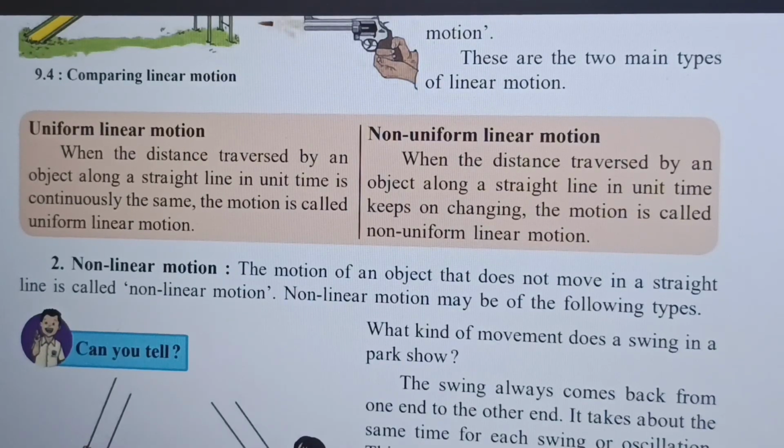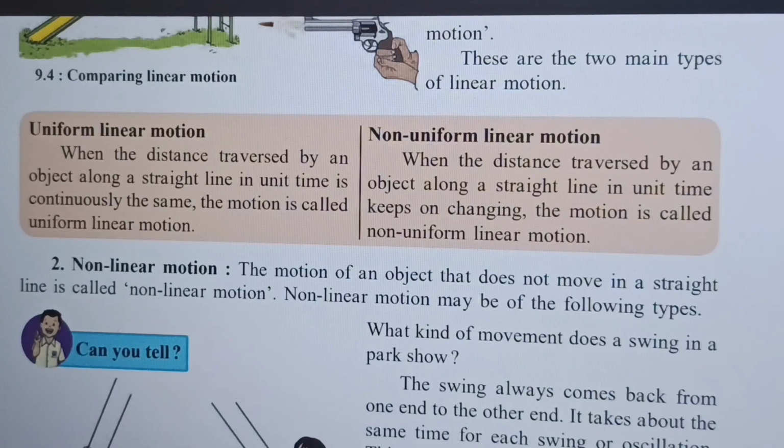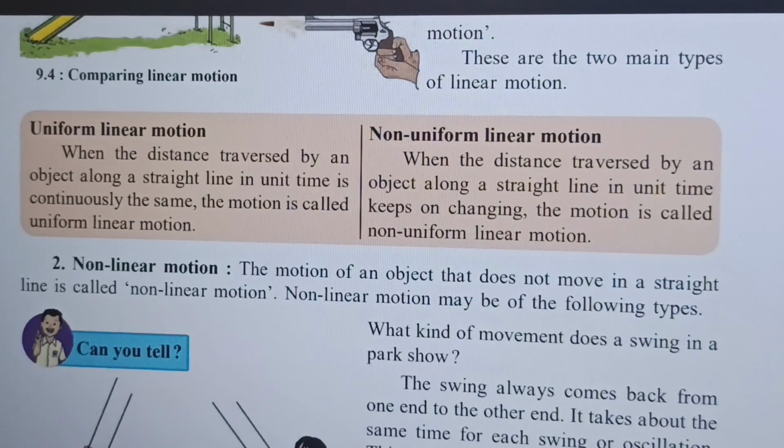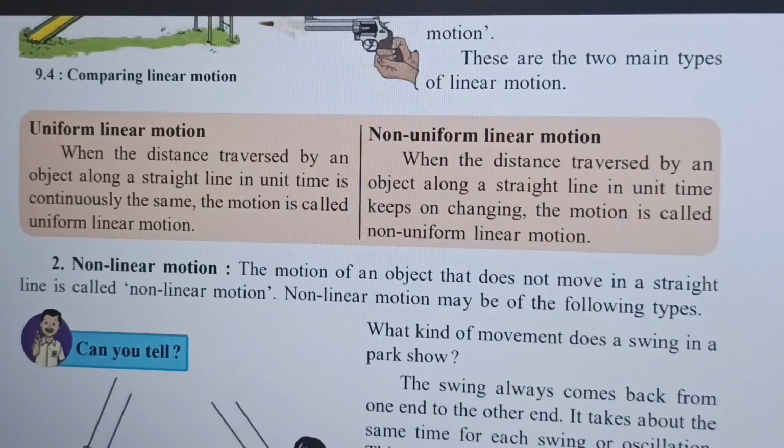When the distance traversed by an object along a straight line in unit time is always the same, the motion is called uniform linear motion. So what is uniform linear motion? Uniform means same, non-uniform means not same. Linear motion is going in a straight line, and the distance covered in the same unit of time does not change. At that time it is called uniform linear motion.